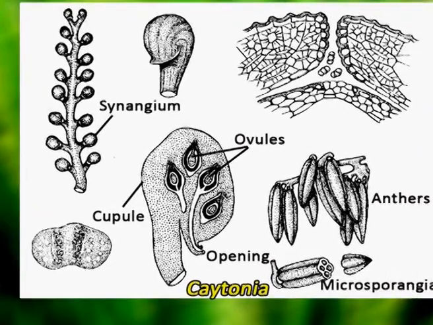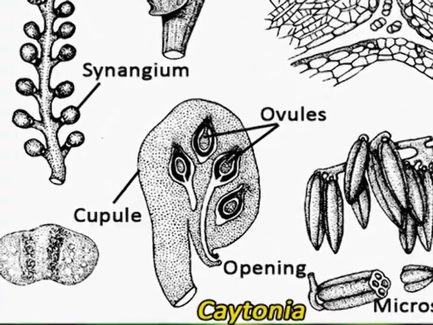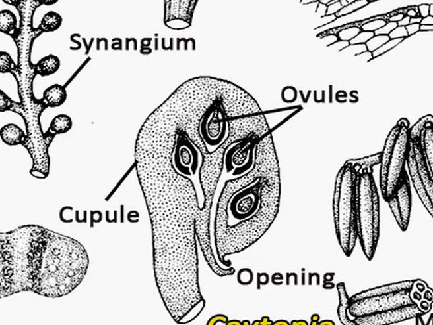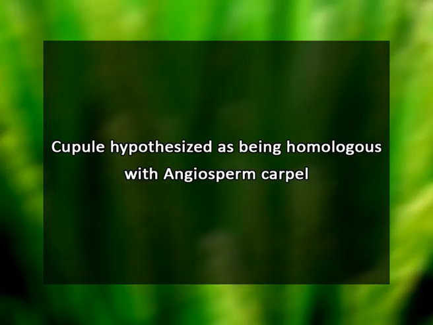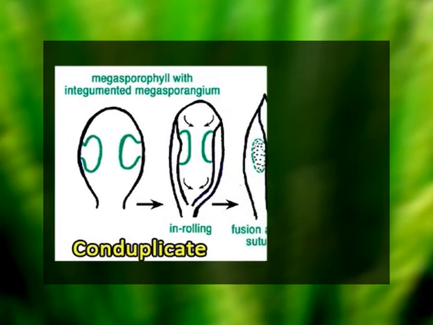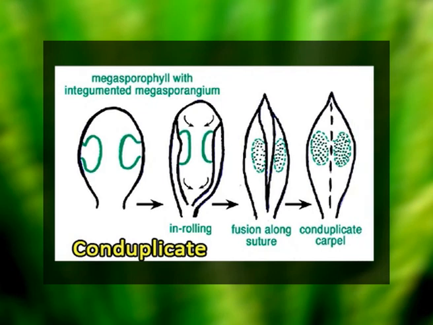The female reproductive structures of Caytonia consist of a spike-like arrangement of units that have been termed cupules. Each cupule encloses a cluster of unitegmic ovules or seeds with a small opening in the cupule near the proximal end. The cupule has been hypothesized as being homologous with the angiosperm carpel. However, it differs in having a conduplicate megasporophyll which bears ovules along its 2 margins.